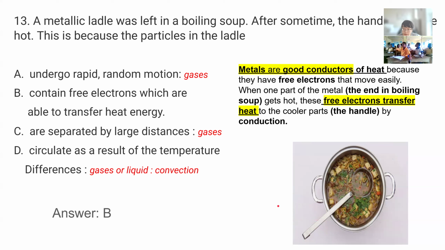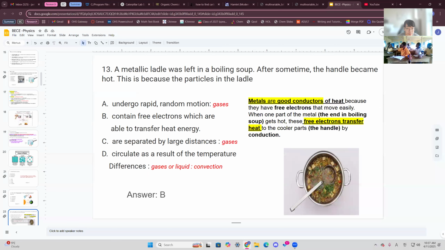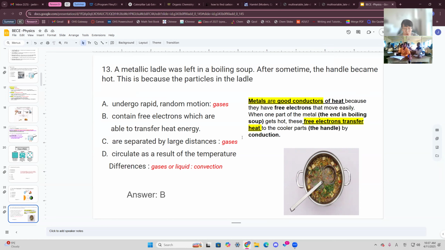So that is the main takeaway here for today. We learned the three methods of heat transfer, and also the transformation of energy. And for chemistry, we also learned about renewable and non-renewable energy, and about osmosis and diffusion.